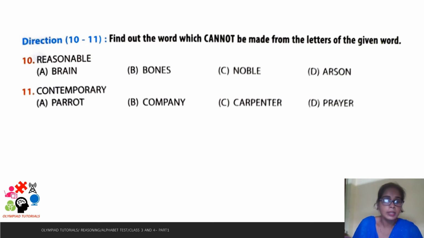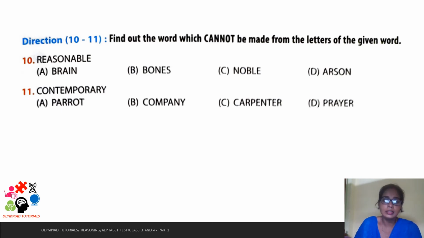So in question number 10 and 11, you have to follow a similar kind of rule, that is, find out the word which cannot be made from the letters of the given word. So the word will be provided to you and 4 options will be there. And you have to just inspect whether all the alphabets of the given option are present, or whether you can frame that word from the given word or not. That is very important. Now here in question number 10, you have the word reasonable. You have 4 options: brain, bones, noble, and arson.